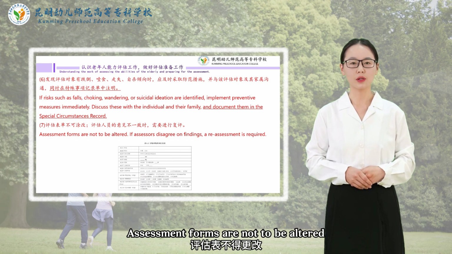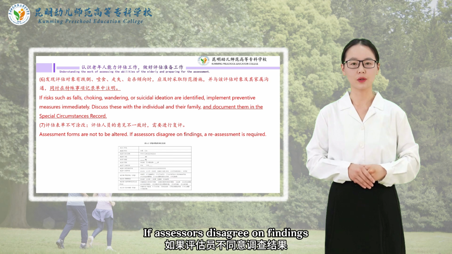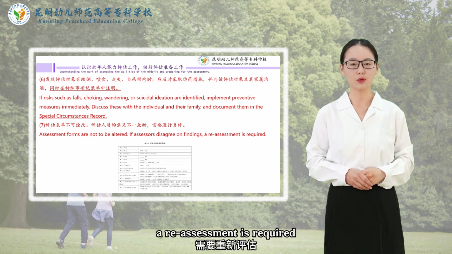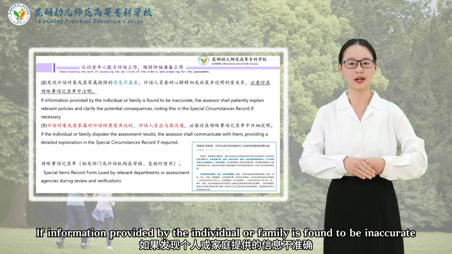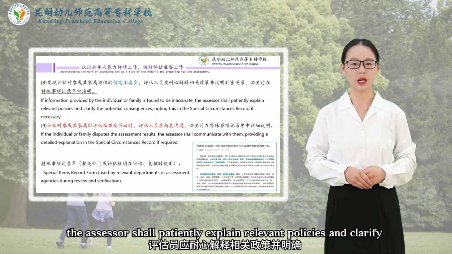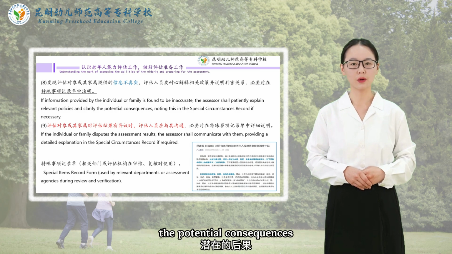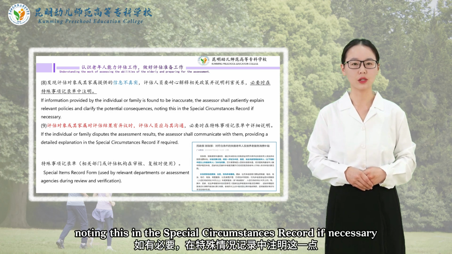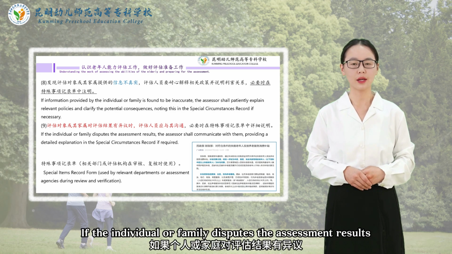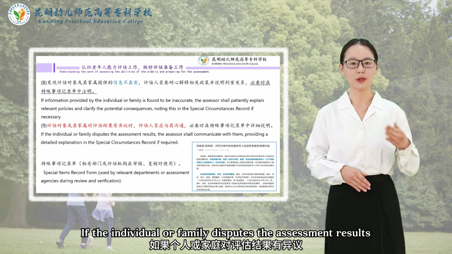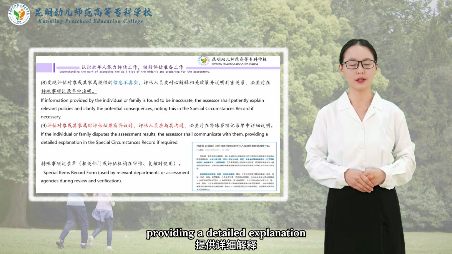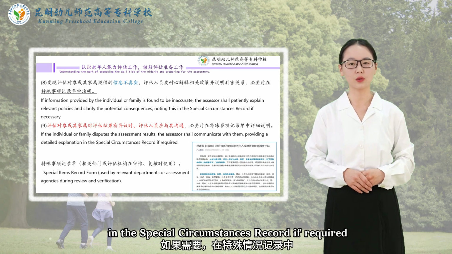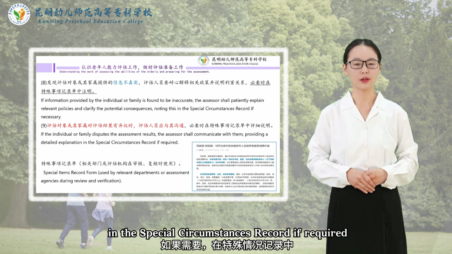Assessment forms are not to be altered. If assessors disagree on findings, a reassessment is required. If information provided by the individual or family is found to be inaccurate, the assessor shall patiently explain relevant policies and clarify the potential consequences, noting this in the special circumstances record if necessary. If the individual or family disputes the assessment results, the assessor shall communicate with them, providing a detailed explanation in the special circumstances record if required.